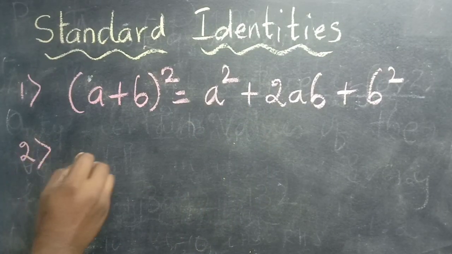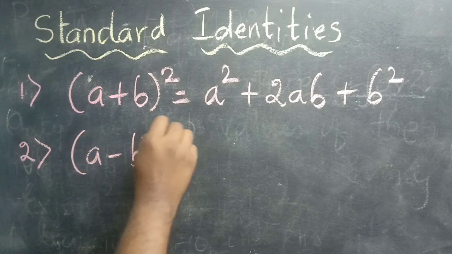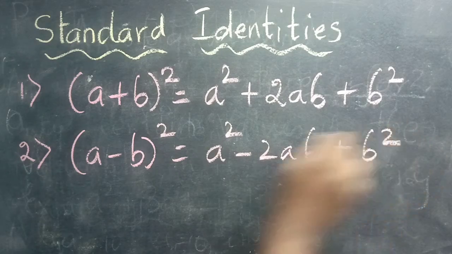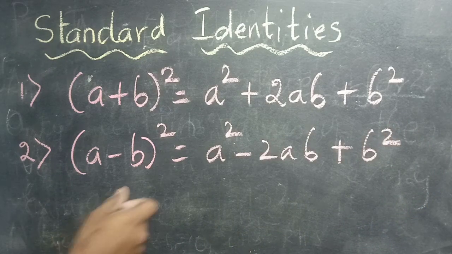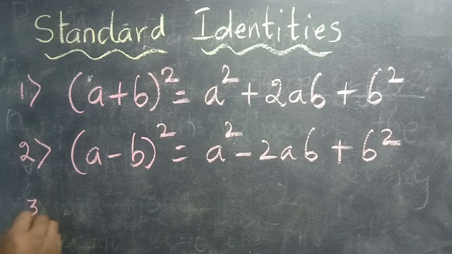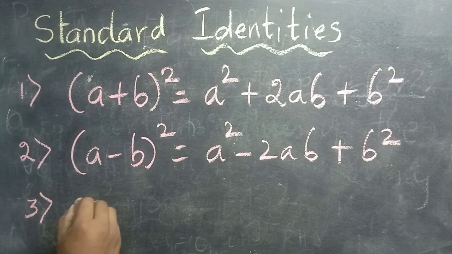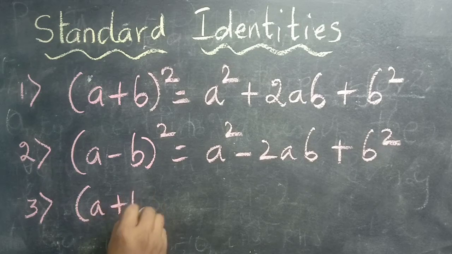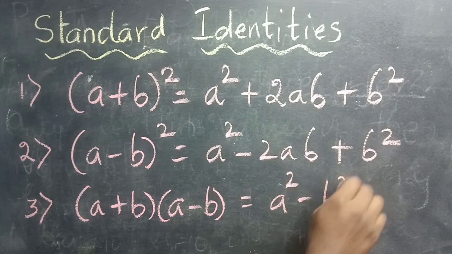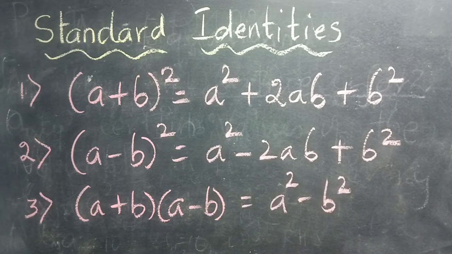The second standard identity is a minus b whole square equals a square minus 2ab plus b square. The third standard identity is a plus b into a minus b equals a square minus b square. These are the three standard identities which we are going to use in mathematics regularly, which will be very useful.